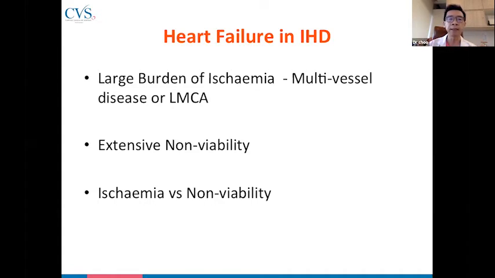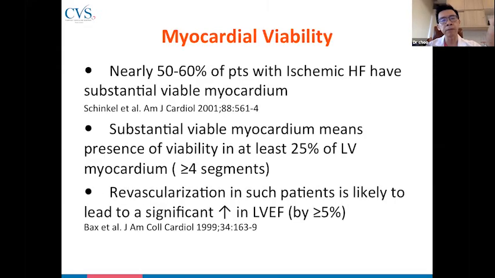A few key things then. When we talk about ischemia, ischemic heart disease and heart failure, we are usually referring to a large burden of ischemia. If you visualize the coronary anatomy, it's usually multivessel disease or left main disease. There may also be extensive loss of myocardium, or non-viability. So there's this concept that you probably need to look at whether the heart muscle is still alive or not.